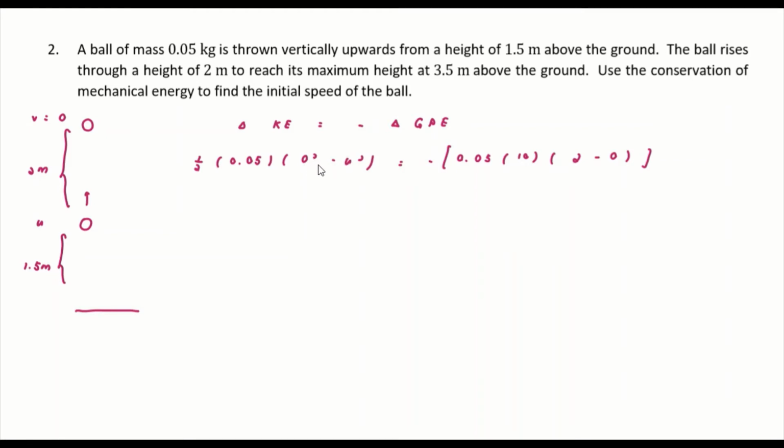So you see this is 0 minus u squared, so make sure that you have a negative. So negative 0.025 u squared equals, the same thing here, positive 2, and that's why you have a negative answer. That gives us negative 1. So u squared is equal to 1 over 0.025, and that's 40. So u is a positive answer. u is 6.32 meters per second.